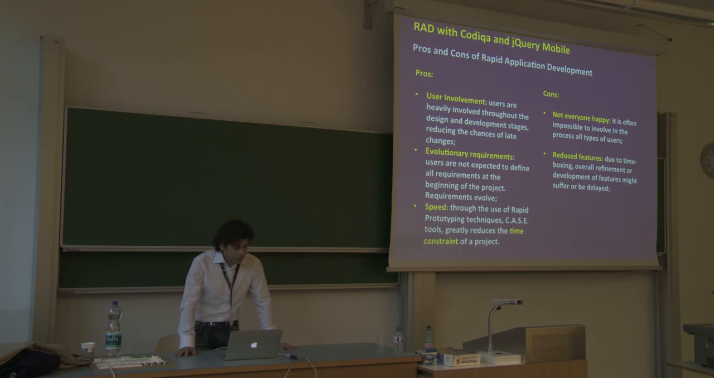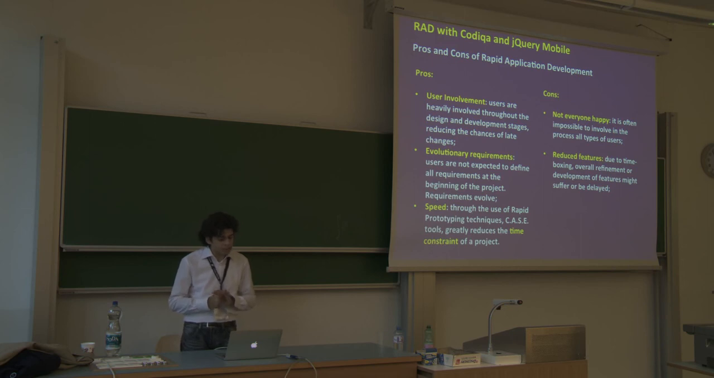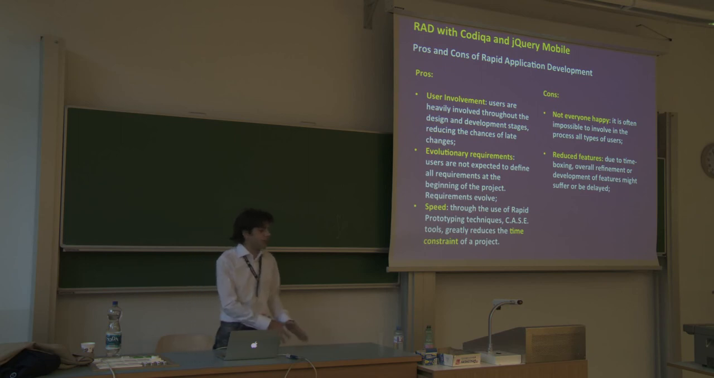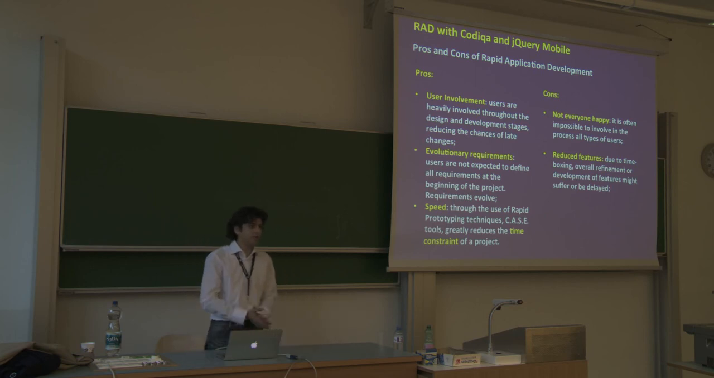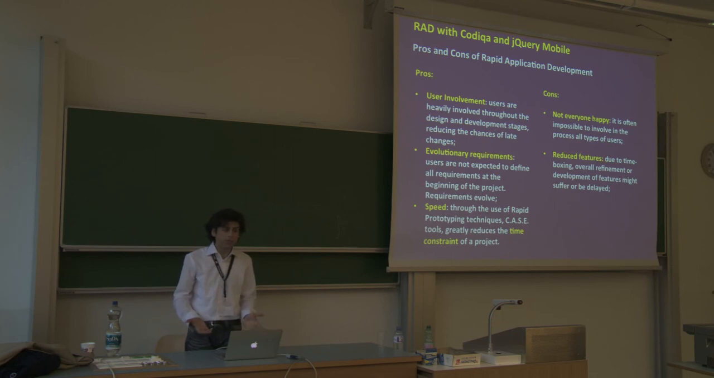Users are heavily involved throughout the design and development stages, and this is important because it reduces the chances of having late changes in the product. When you are developing something, let's say in your closet, and you just write down the users' requirements, and then the developer is on one side and the users are somewhere else, there is really no interaction between these two parties. And it's very common that when you present the product to the managers and also to the users, they will say, oh, but this is not what we were expecting. We have to introduce some changes in it. And if the users are involved throughout the whole phase, this means that they can give you their input.